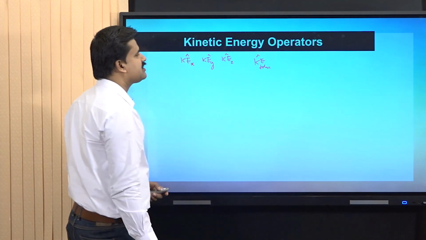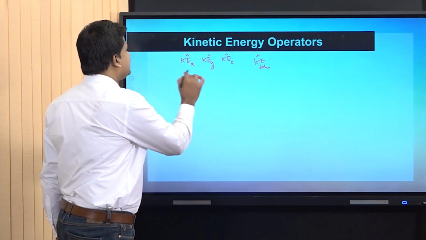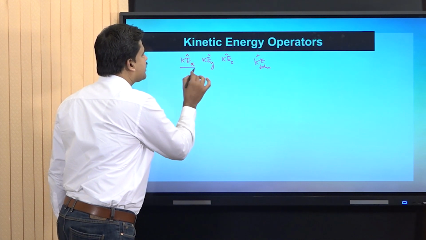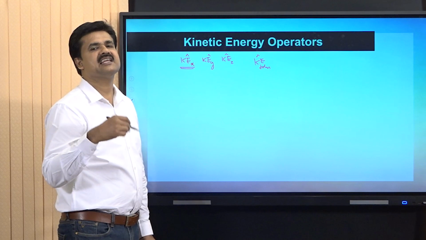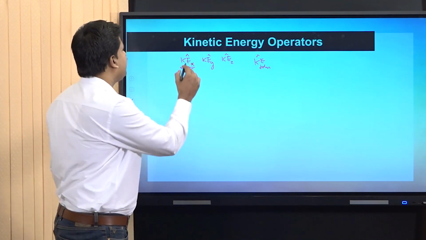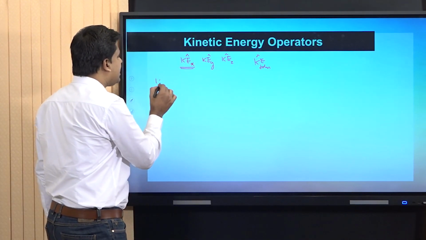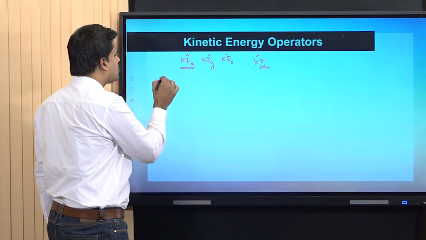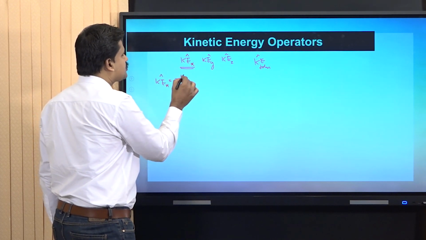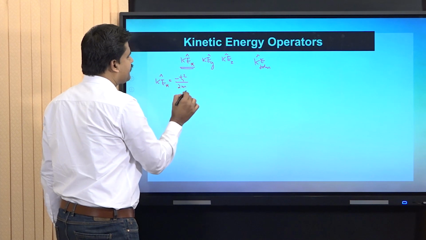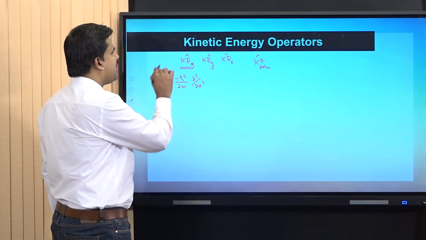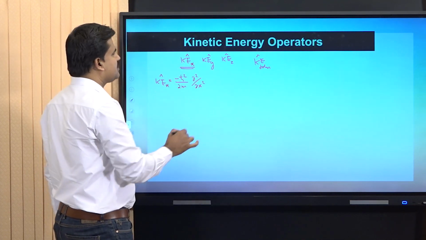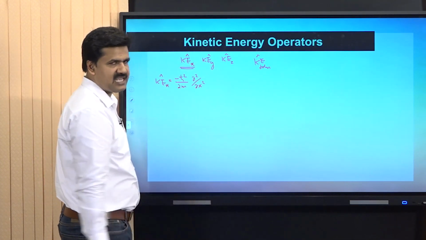Total kinetic energy operator. Out of this we derived the operator corresponding to KEx, that is kinetic energy along x direction. We know KEx hat is equal to minus ħ square by 2m ∂ square by ∂x square. By adopting a similar procedure, we can also derive the expression for KEy.